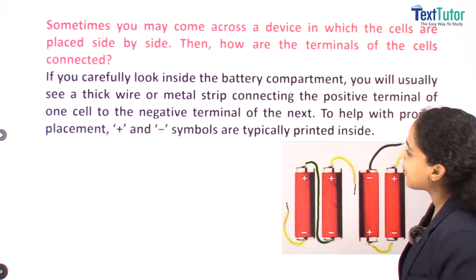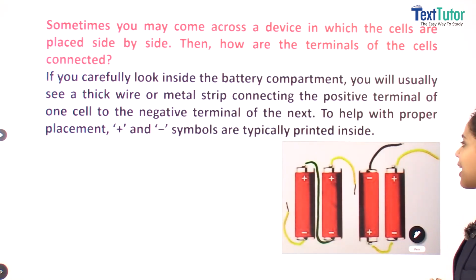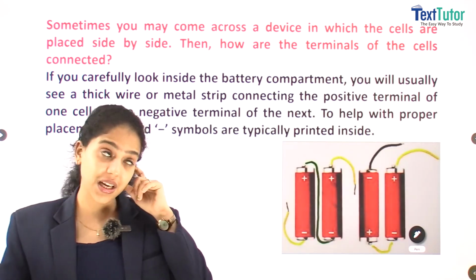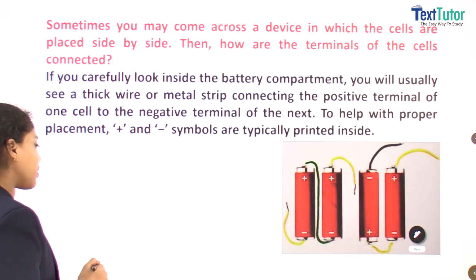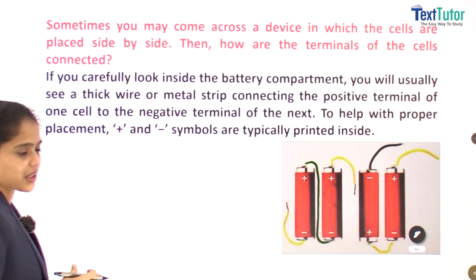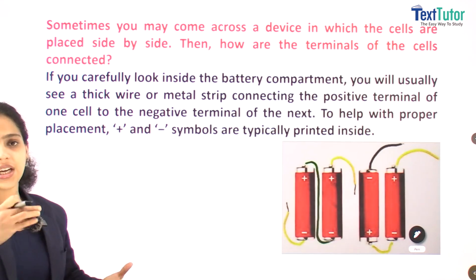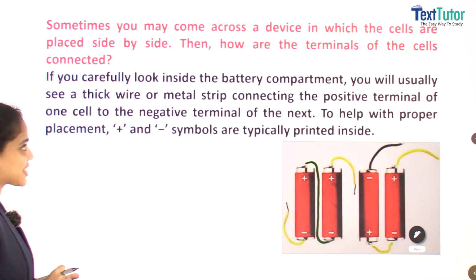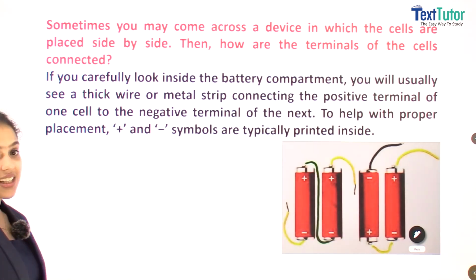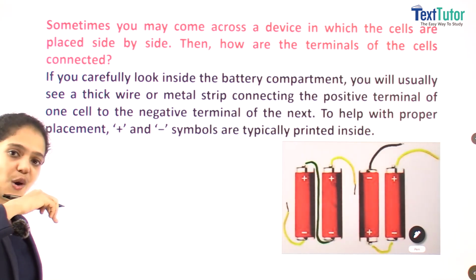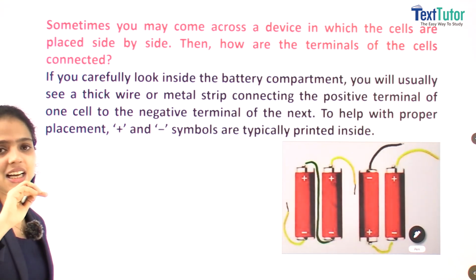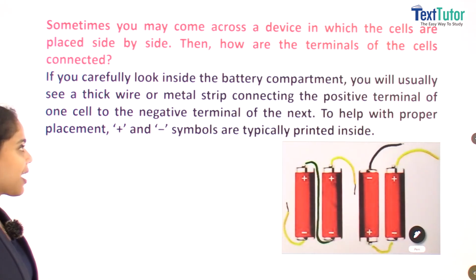To help with the proper placement, positive and negative symbols are typically printed inside. While we are observing a battery compartment, for example in a TV remote, you can see thick wire or metal strips connecting the positive terminal and negative terminal of the batteries.